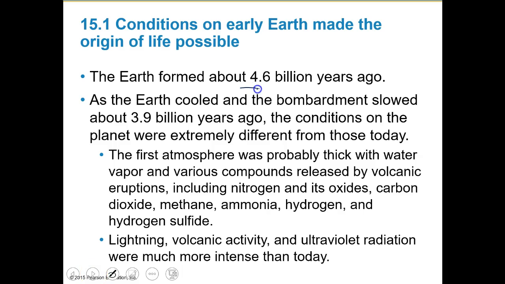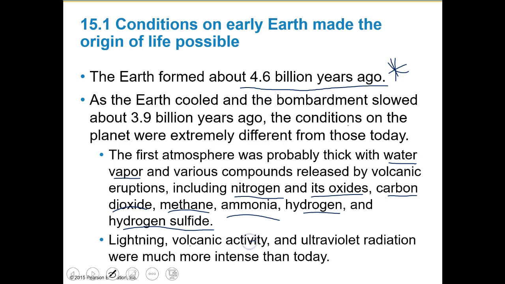Okay, so Earth was formed about 4.6 billion years ago, and that's a good number to know. As Earth cooled and the bombardment slowed around 3.9 billion years ago, the conditions on the planet were extremely different from those today. So the first atmosphere probably had thick water vapor, so it's like a foggy day all the time. It's thick and humid everywhere. There were probably various compounds released by volcanic eruptions, including nitrogen and its oxides, nitrates and nitrites and those things. Carbon dioxide, methane, ammonia, hydrogen, and hydrogen sulfide. So a lot of just nasty stuff.